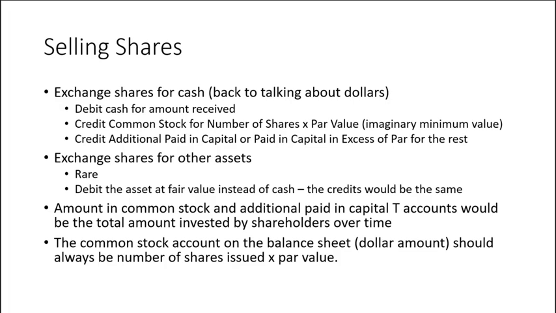So on the balance sheet, the common stock account, what is going to be listed as common stock, the dollar amount should always be the number of shares issued, not outstanding, but issued, times the par value. So if they issued 8,000 shares and the par value is $1, then the dollar amount we would expect on the balance sheet as common stock would be 8,000.